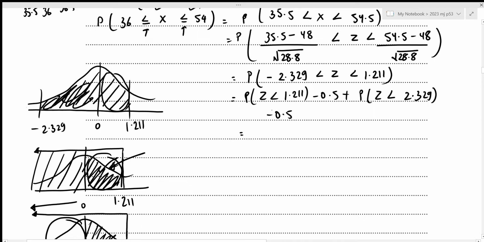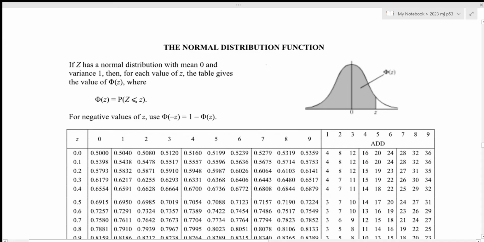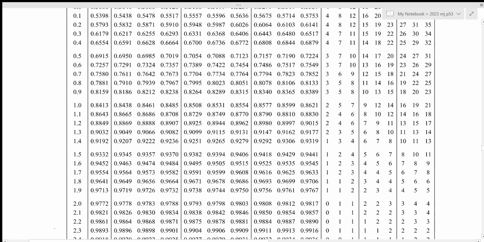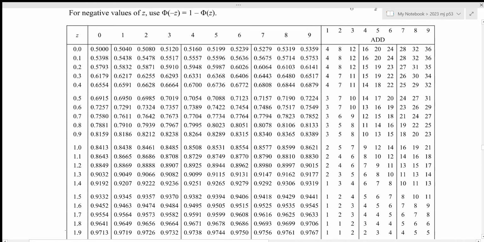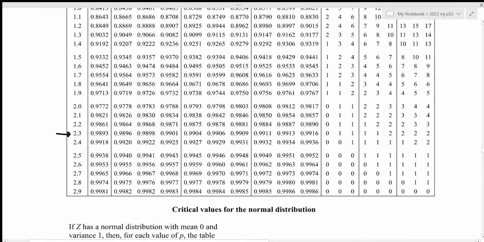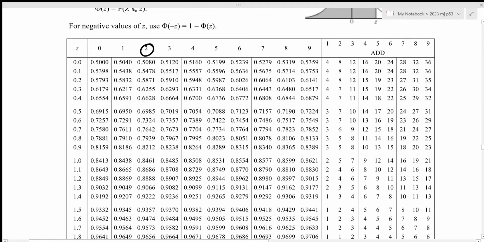Now for these probabilities, we'll have to refer to the formula table. In this case, we're looking for the probability less than 2.329 and 1.211. Okay, let's start with 2.329. So we have 2.3 right here. Second decimal place is 2. So 3.2 right here. And the third decimal place is 9.